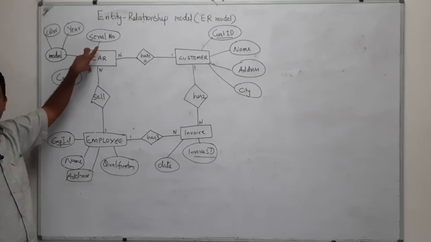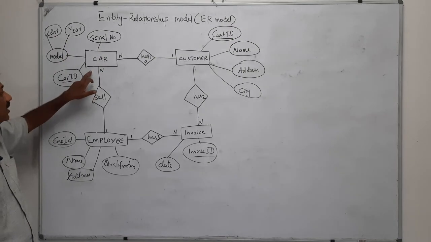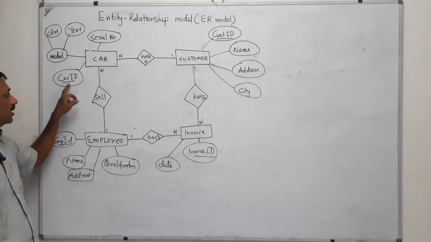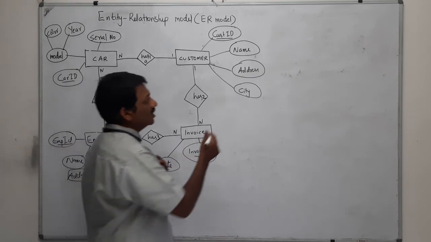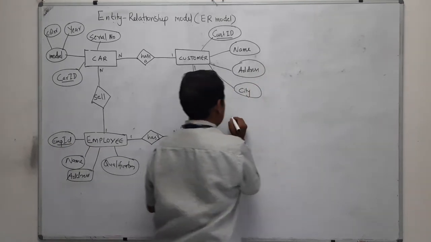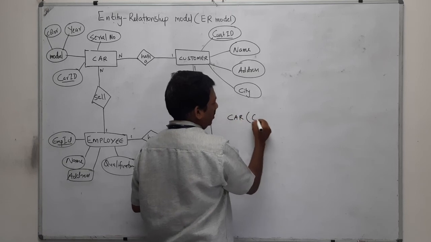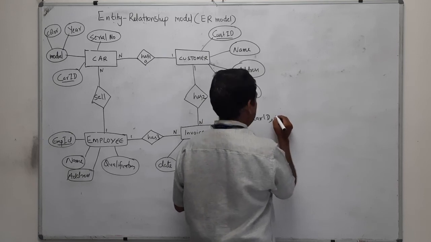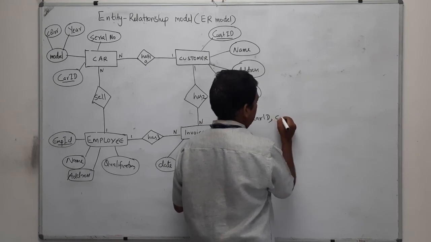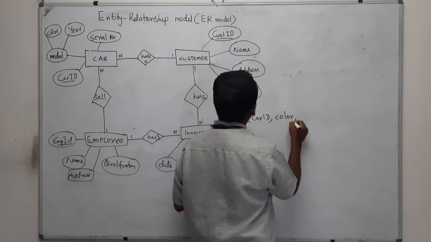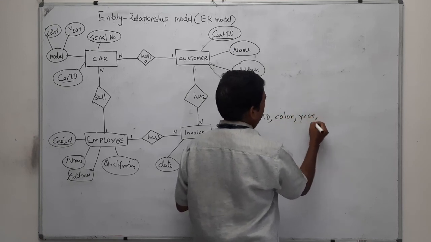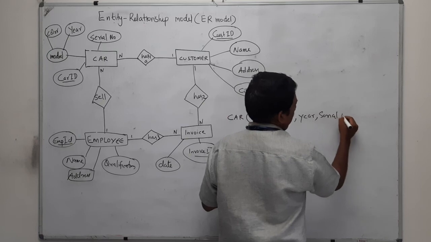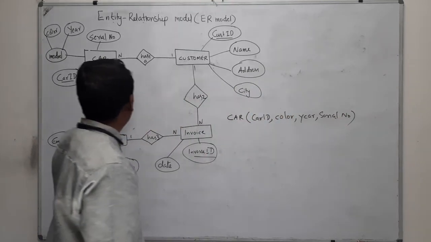So for the car entity, you have multiple attributes like car ID, model, and serial number. This car ID is the primary key here. That means car is having car ID, then model. Model is having color and year. So we are going to have color, year, and serial number. So these are the attributes associated with car.